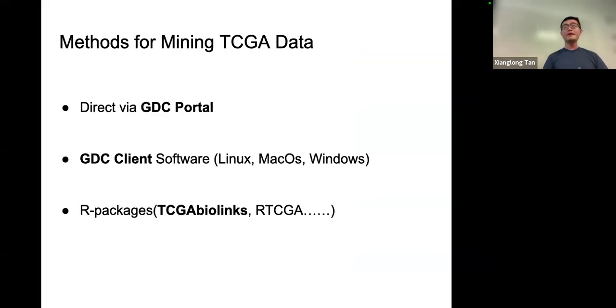So there are three major ways to acquire those harmonized data sets on the TCGA platform. The first way is to download directly from your web browser using the GDC portal website. The second way, especially if you want to download large cohorts of data sets, which the developer suggests if you want to download files over 5 gigabytes, is to use this Linux-based command line software called the GDC client. And the third way is that there are various R packages now available to download large cohorts of data sets from TCGA, which I personally prefer.